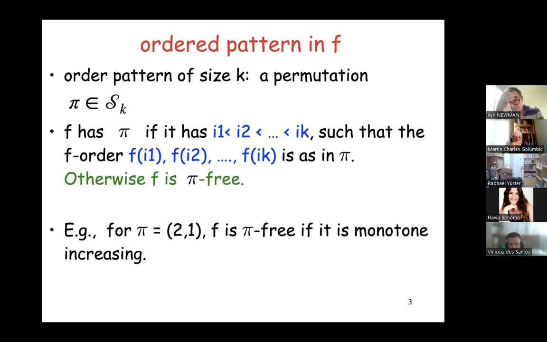Okay, here is an example. If you take pi to be the permutation 2,1, saying that there is a high value before a low value, then if f is pi-free, it means that it's monotone increasing, or at least monotone non-decreasing, because we are going to talk here about strict inequalities. Okay, so being monotone is just being 2,1-free.